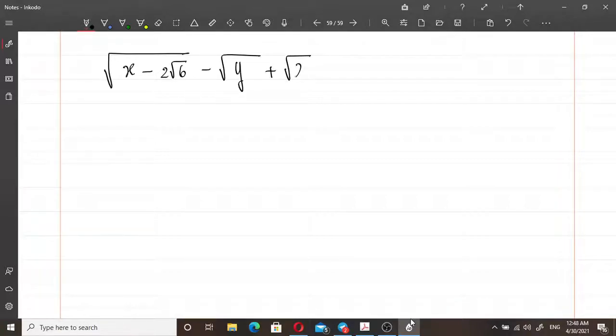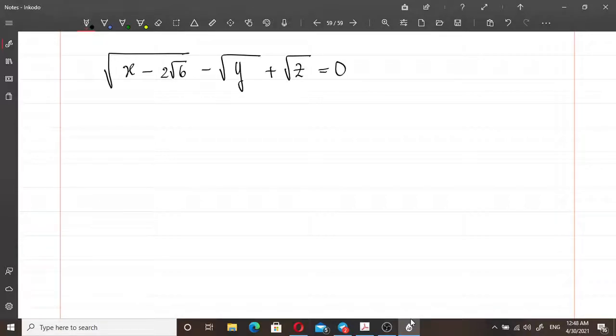Hello everyone, today I have a math problem for you about finding the roots of an equation. The equation is the square root of x minus 2 square root of 6 minus square root of y plus square root of z.